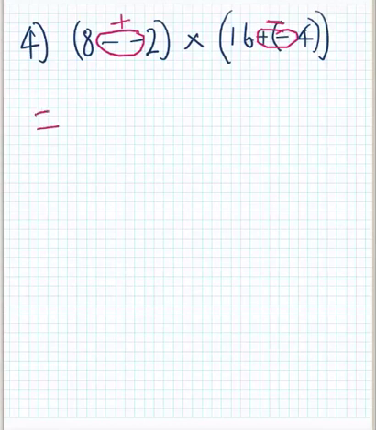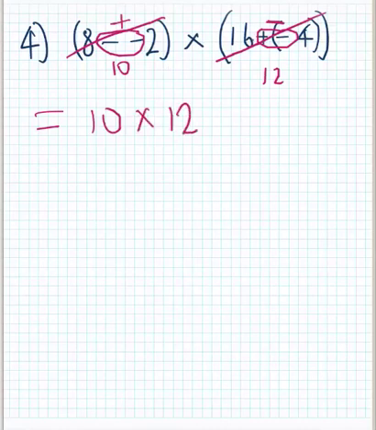All right, so now let's work out what we got. 8 plus 2 gives us 10, and 16 take away 4 gives us 12. Now write down what we have left. We've got 10 times 12. And then 10 times 12, well, we get our 12 and add the 0 to give us 120. And that was it.